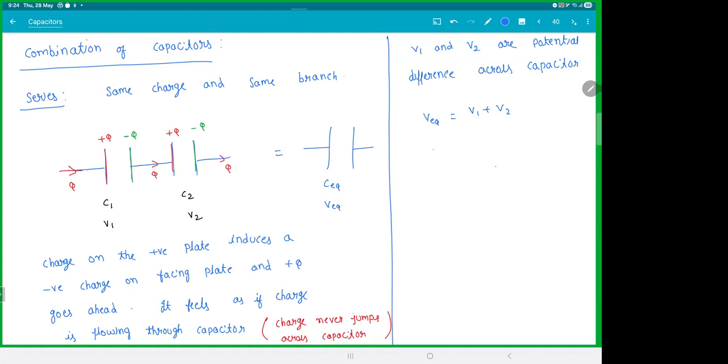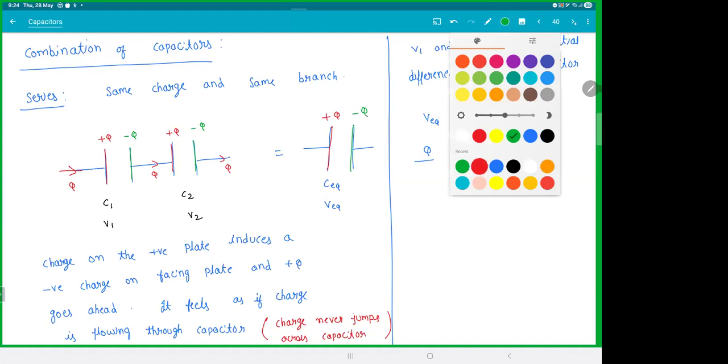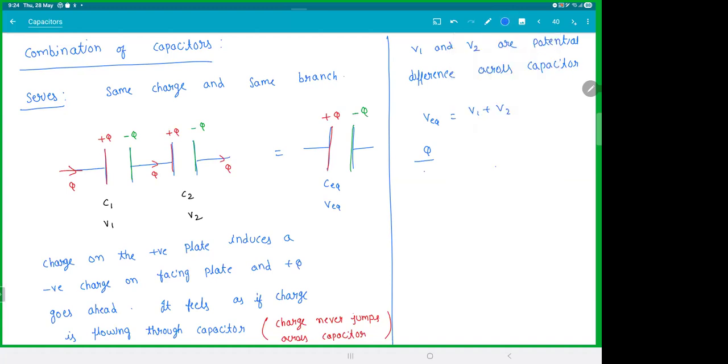But what is V? V is nothing but charge by capacitance. So remember, since they're in series, they'll have the same charge, plus Q, minus Q. So you want to replace these two capacitors with one single capacitor with the same charge. So Q by C equivalent is equal to Q by C1 plus Q by C2 because they have the same charge. So we get 1 by C equivalent is 1 by C1 plus 1 by C2. There. So the formulas are reverse of resistors. Capacitors will behave opposite to resistors.